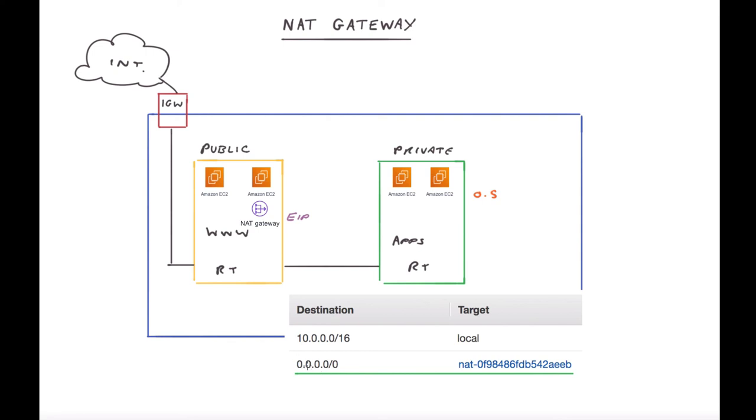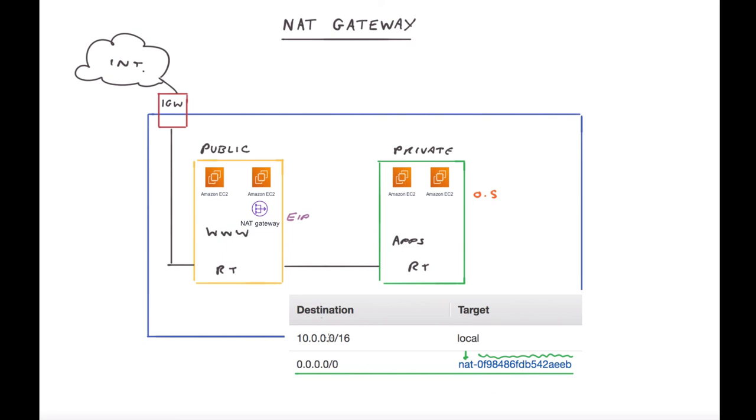So we'll add the 0.0.0.0/0, which is essentially a destination to any IP address unknown in the route table already, then send it to the target of the NAT gateway. Now you can tell it's a NAT gateway as this first part here is prefixed with NAT, and then this section along here is essentially the ID of the NAT gateway within your VPC.